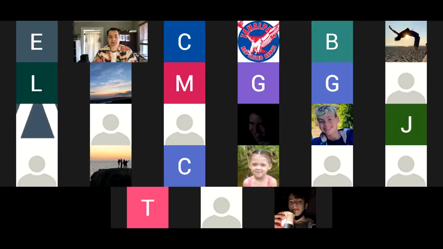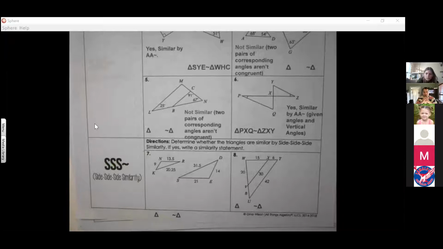Please turn on your cameras so I can, in order to prove triangles are similar, there are three theorems.